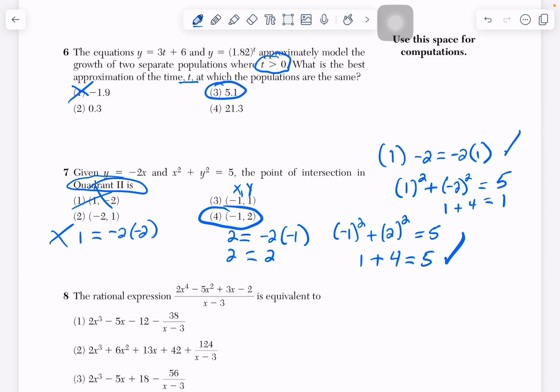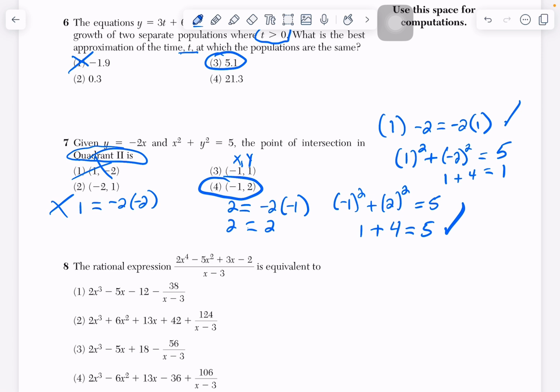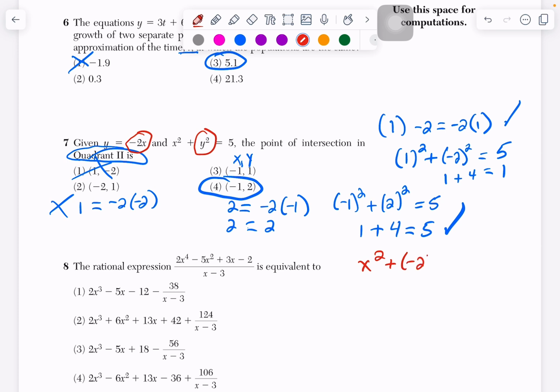Now, you can also plug it in and do it. You could also plug in negative 2x for y, right? I'll just do this. This is an alternate way. I mean, you know, when you have numbers in your answers, all you got to do is plug and chug. Really just plug and chug. But let's look at this. So what I did algebraically is I took this negative 2x and I put it in here for y. So I had x squared plus negative 2x squared is equal to 5, right? This becomes x squared plus 4x squared is equal to 5. You combine like terms, you get 5x squared is equal to 5.